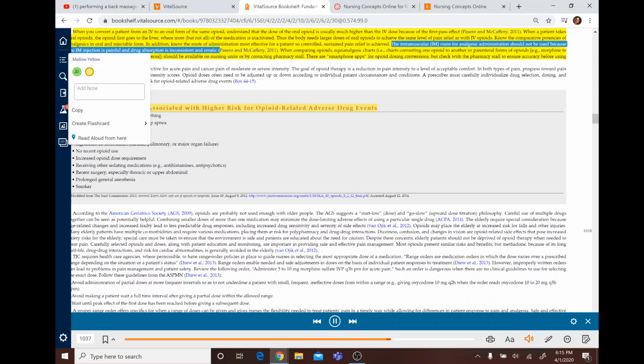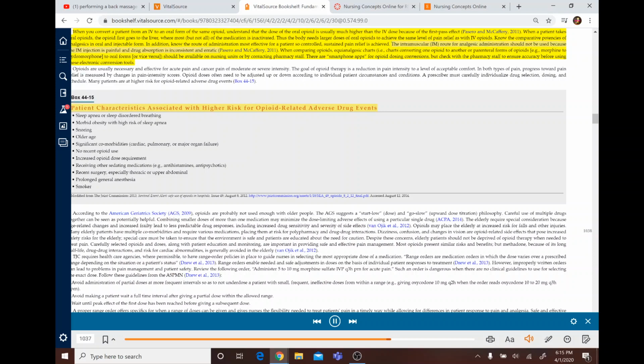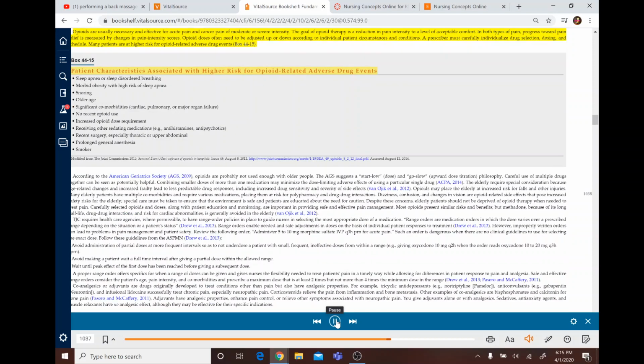When comparing opioids, equianalgesic charts, i.e., charts converting one opioid to another or parenteral forms of opioids, for example morphine to hydromorphone, to oral forms or vice versa, should be available on nursing units or by contacting pharmacy staff. There are smartphone apps for opioid dosing conversions, but check with the pharmacy staff to ensure accuracy before using these electronic conversion tools. Opioids are usually necessary and effective for acute pain and cancer pain of moderate or severe intensity.